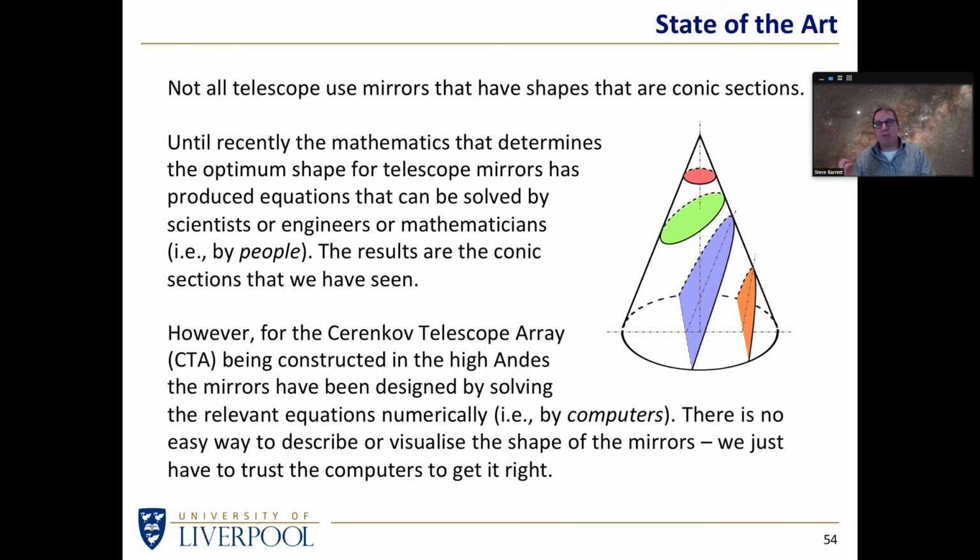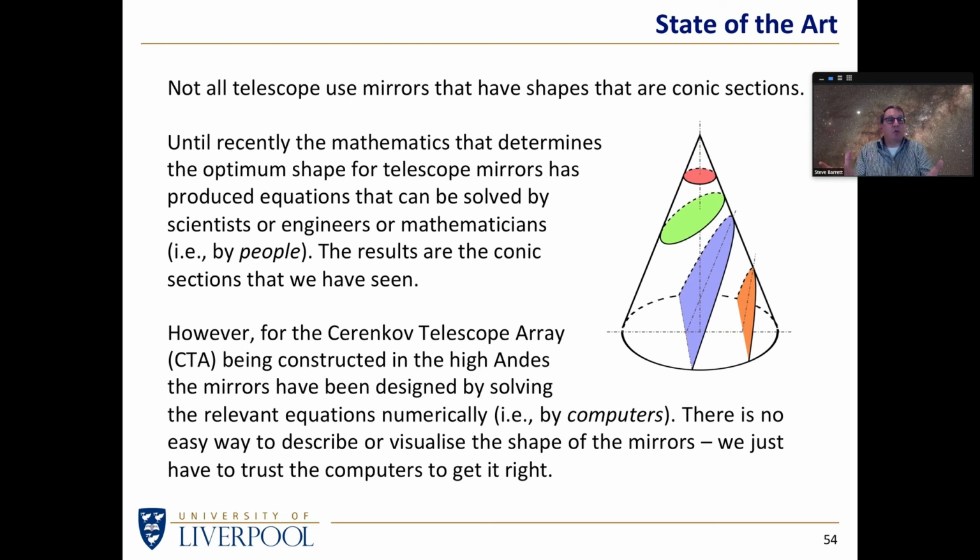But now we've moved into an era, so for instance the Cherenkov Telescope Array is being constructed in the high Andes, and there they're using a mirror design not based on conic sections, which is a perfectly good way of doing it, but they've taken a different approach that I'm not going to dwell on, whereby they've used a computer number cruncher to work out the shape of the mirror that they're going to use, and none of the mirrors are conic sections.